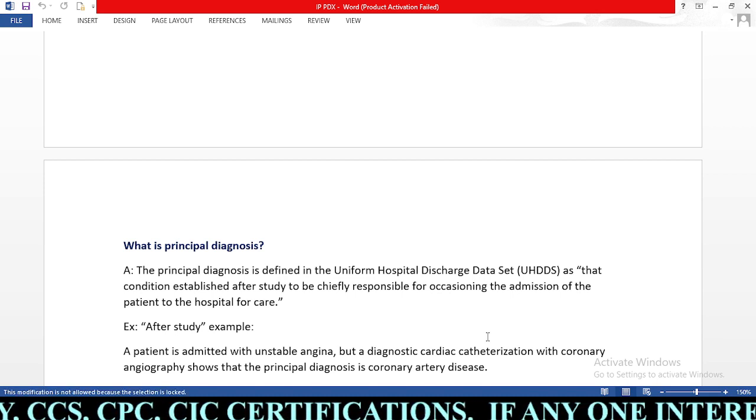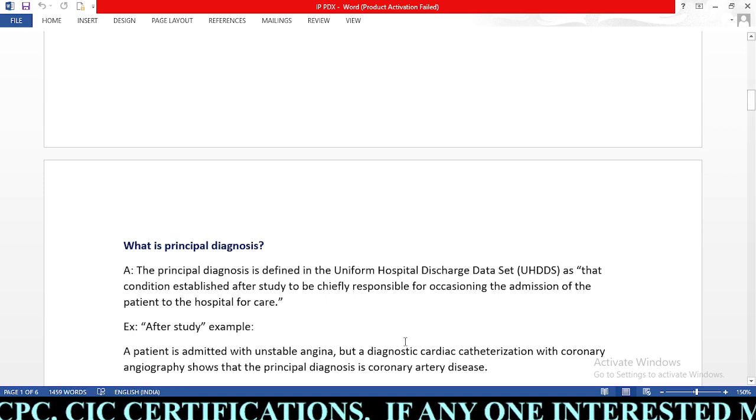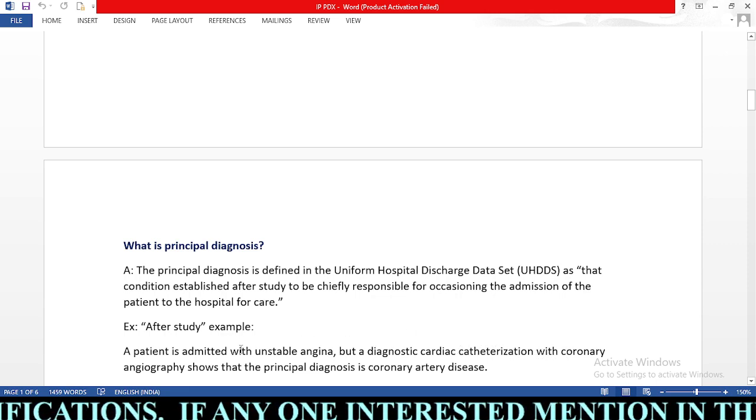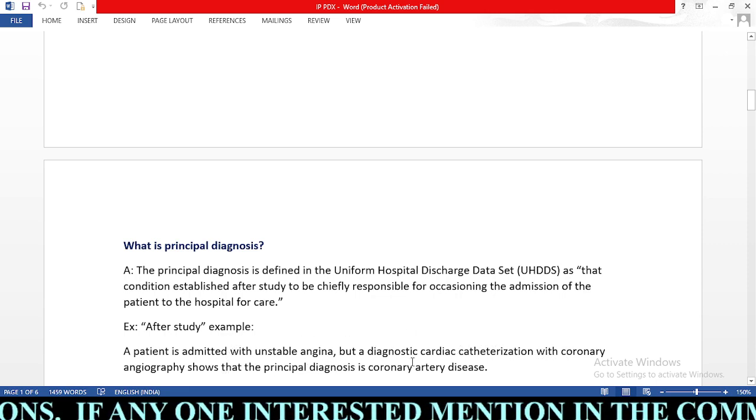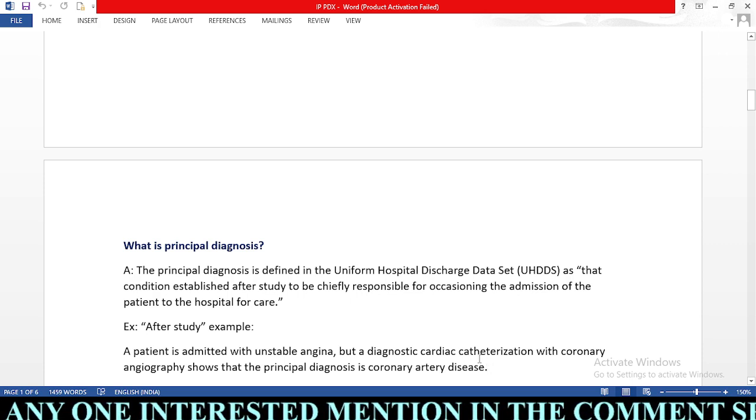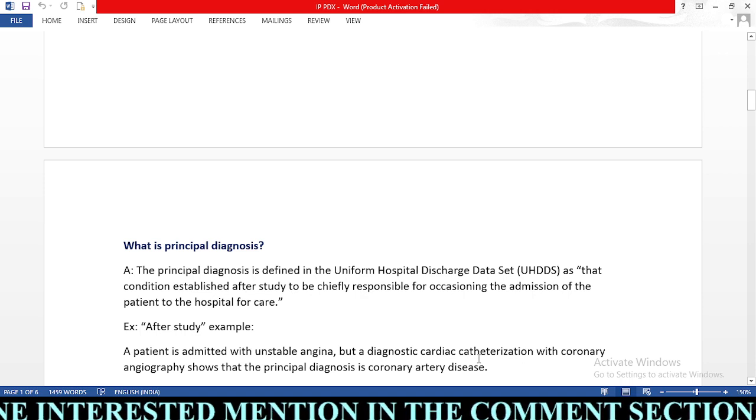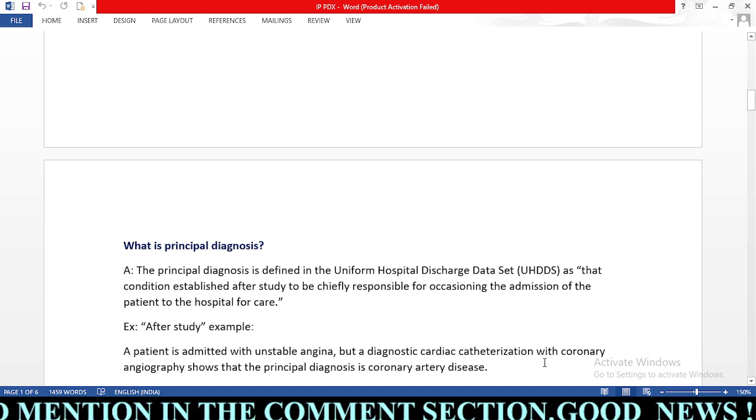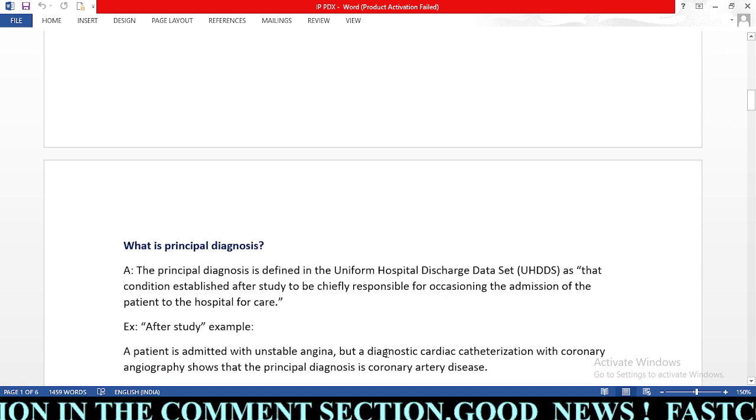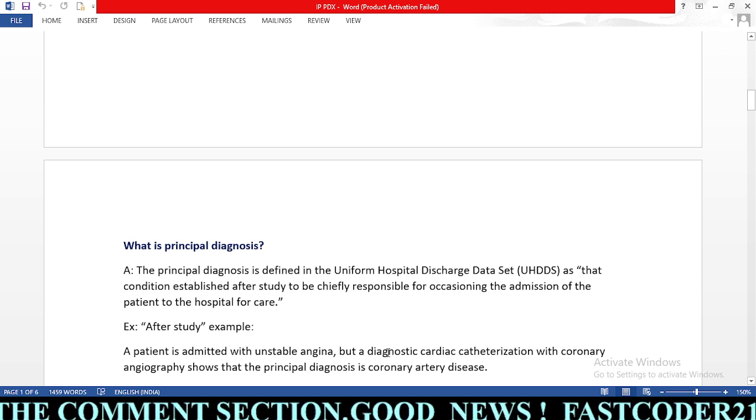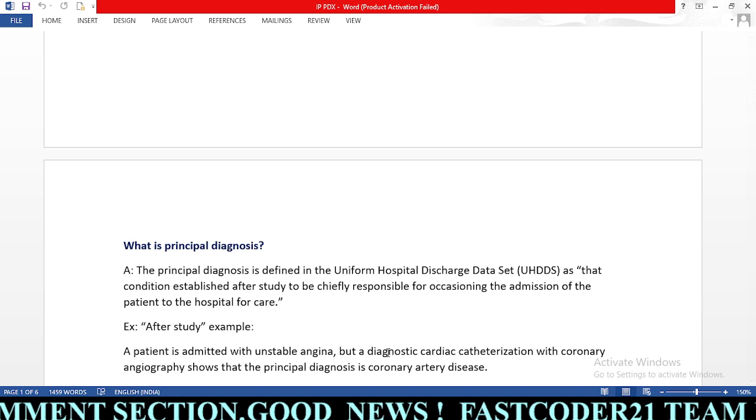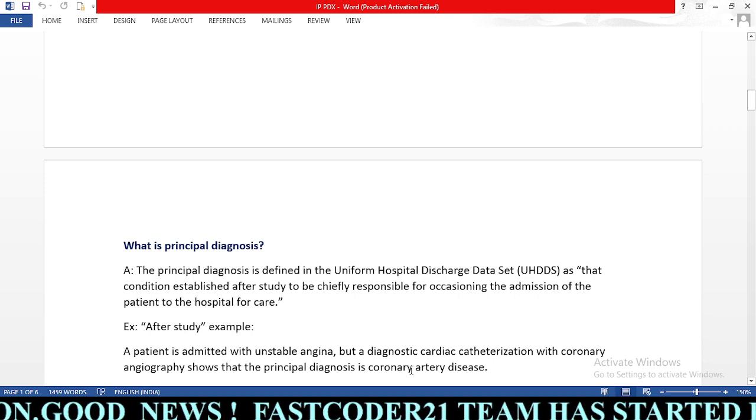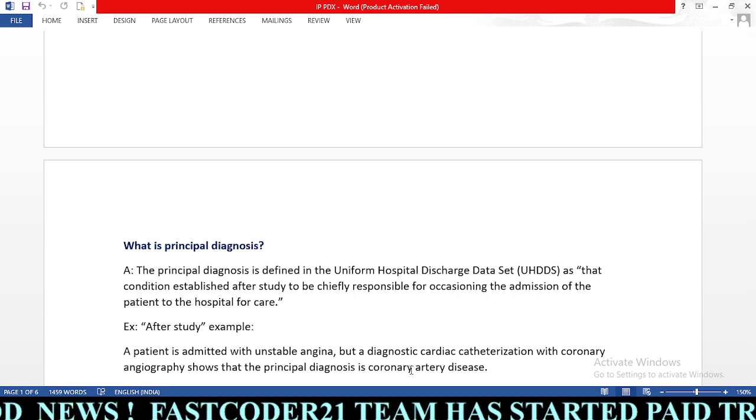So we have an example here after study example. So here a patient is admitted with unstable angina, but a diagnostic cardiac catheterization with coronary angiography showed that the patient's principal diagnosis is coronary artery disease. So basically patient has been admitted with unstable angina, but after study here basically physician performed diagnostic cardiac catheterization with coronary angiography. These are the studies in order to find the correct diagnosis which the patient has. So here physician found patient has coronary artery disease. So here principal diagnosis will be coronary artery disease which was found by the physician after study.